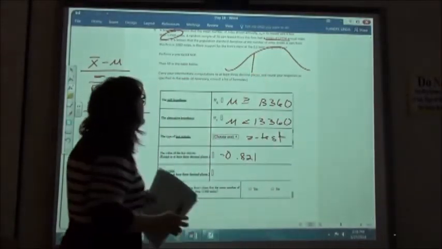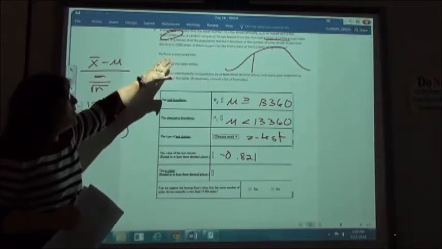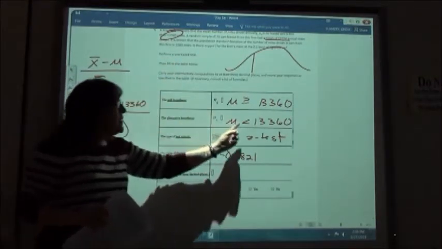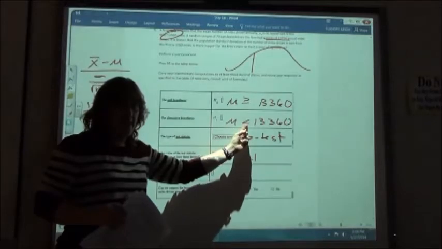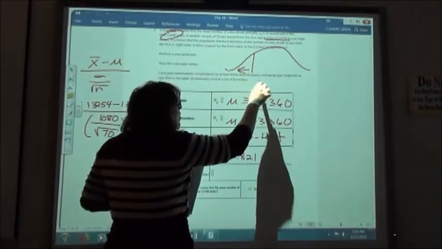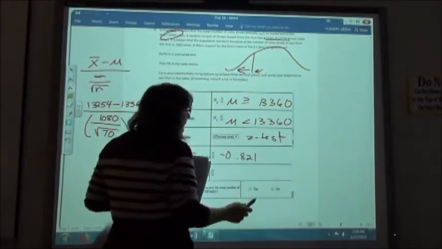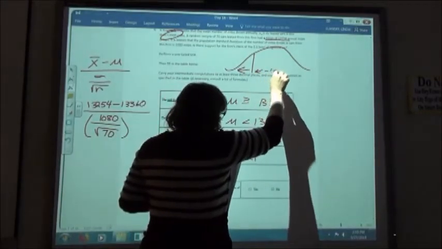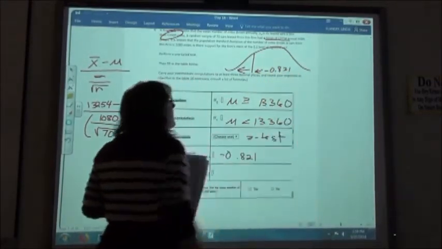On this one, we're doing a left-tailed test. Since this is a less than, we're checking this section right here, and that's why this ended up being a negative value, negative 0.821.